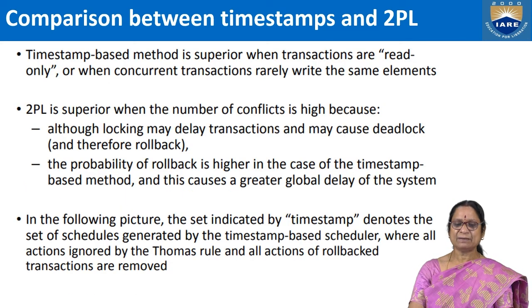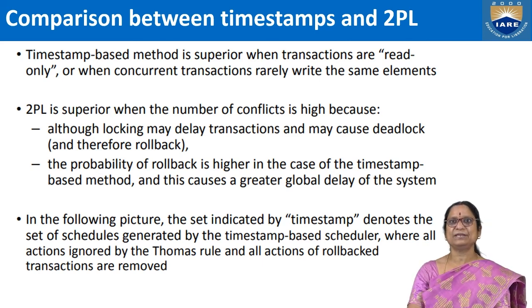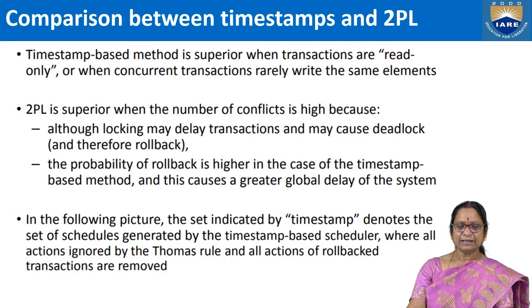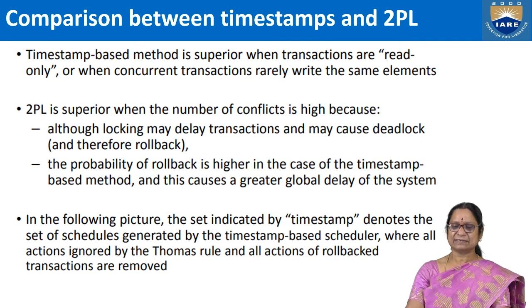Also, the timestamp based method is superior when transactions are read only or when the concurrent transactions rarely write the same element. The two-phase locking protocol is superior when the number of conflicts is high, because locking is going to have delayed transactions and may cause deadlock. And the probability of rollbacking is also higher in case of the timestamp based method, and this causes greater global delay in the system. Right? So based upon the methods, this causes greater global delay.